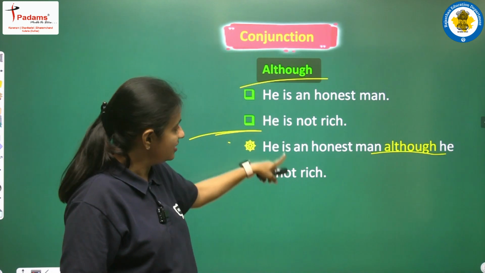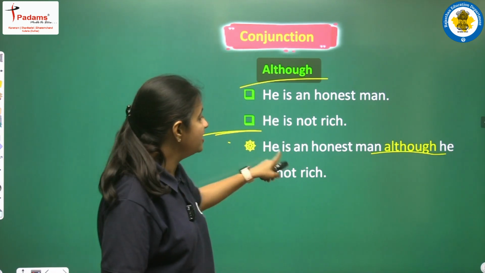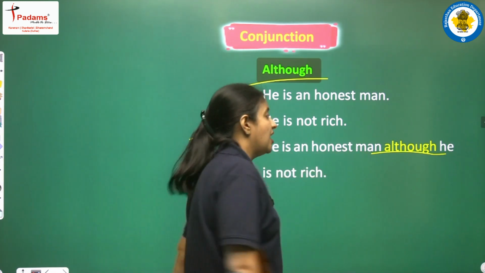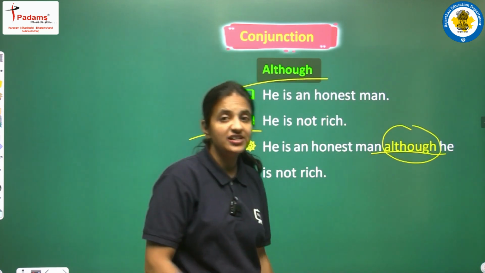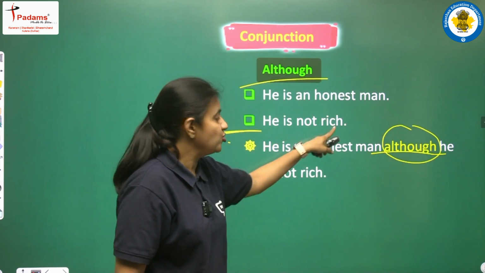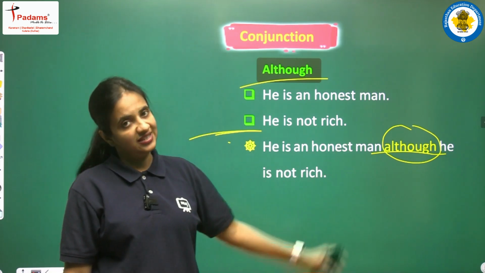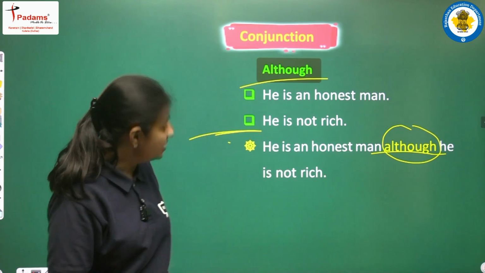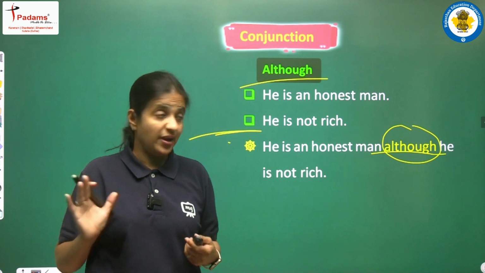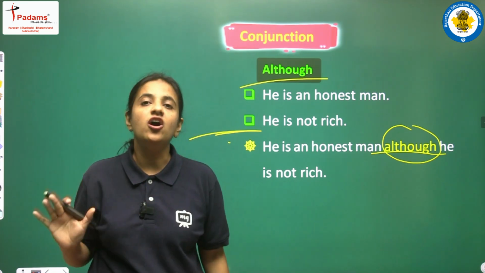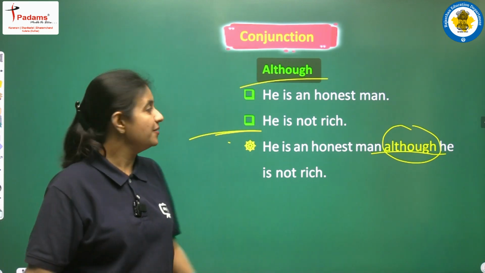So yes, although is also used just like though. We have to use although at the beginning of the second sentence. The first sentence will stay as it is, that is, he is an honest man. After that we use the conjunction although, and next we write the second sentence, that is, he is not rich. In this manner the complete sentence will be: He is an honest man although he is not rich. Okay.